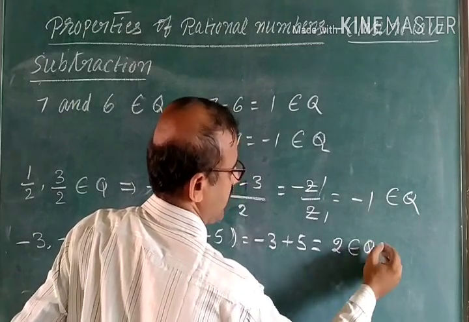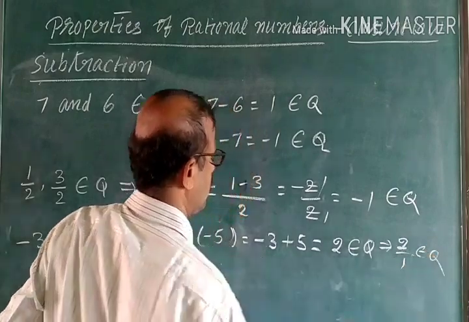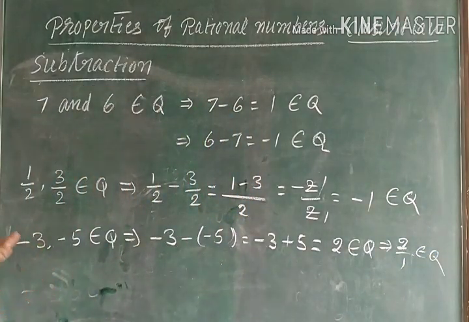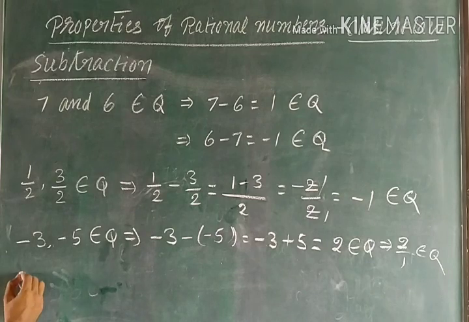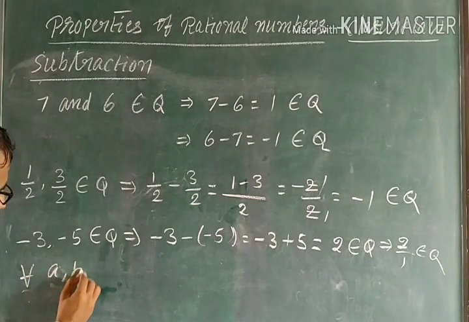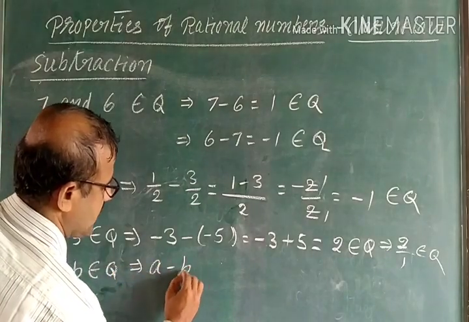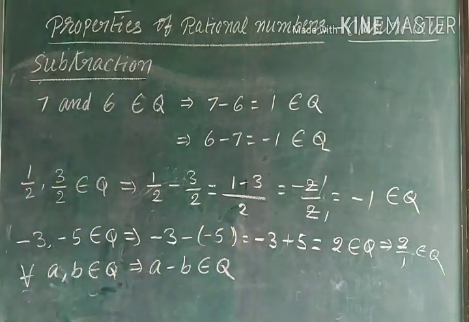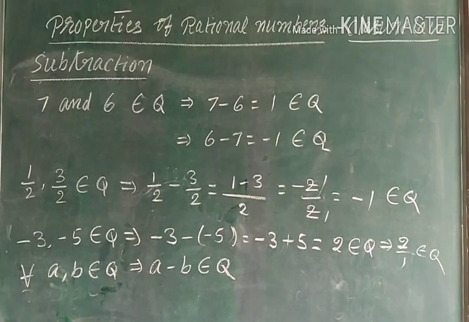2 is nothing but what? 2 by 1. That implies 2 can also be written as 2 by 1, which belongs to Q. So according to subtraction, closure law is satisfied for rational numbers. Therefore, for all A comma B belongs to Q, that implies A minus B belongs to Q. So, the difference of two rational numbers is always a rational number.